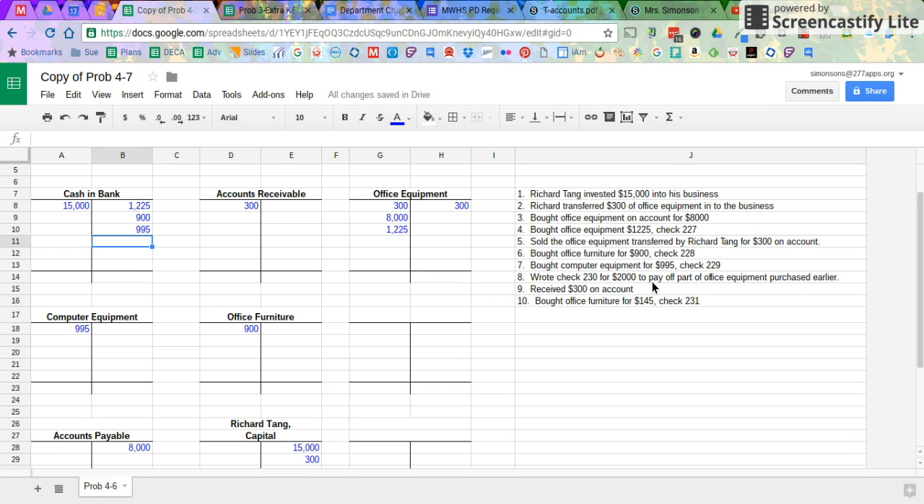And number 8, we wrote a check for $2,000 to pay off part of that office equipment that we purchased earlier. So we wrote a check, so cash is decreasing, so that's a credit. And accounts payable is also decreasing, and that's on the left side for them, so that's a debit.